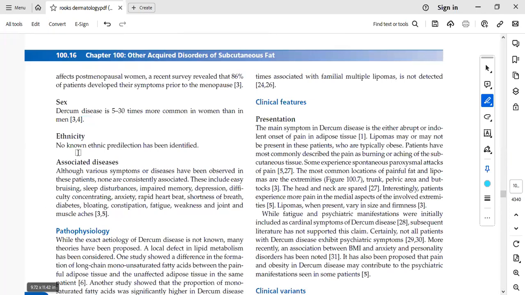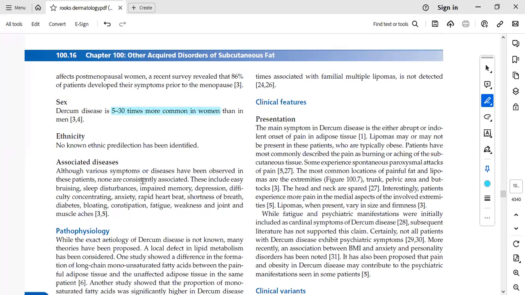Dercum disease affects postmenopausal women. A recent survey revealed that 86% of the patients develop their symptoms prior to the menopause. The sex-age Dercum disease is 5 to 30 times more common in women. So this is another differentiating feature from BSL, that it is most common in women while BSL was more common in males. There is no ethnic predilection of this disease.